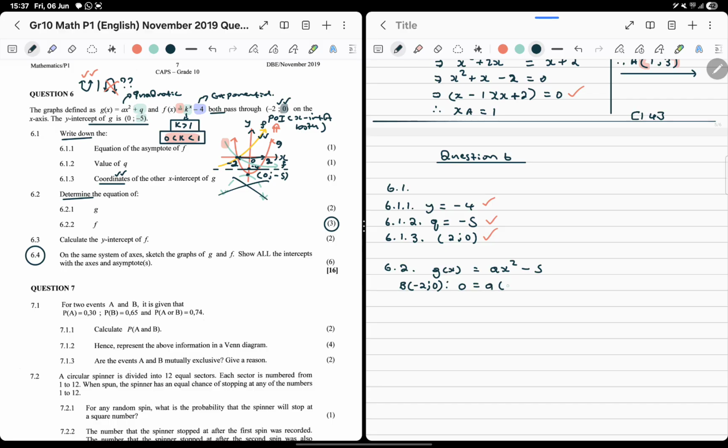0 is equal to a into minus 2 squared minus 5. Then this implies that 5 is equal to 4a. Therefore, a is 5 over 4. We can say, therefore, g of x is 5 over 4 x squared minus 5.